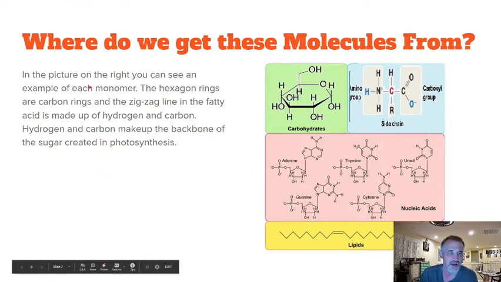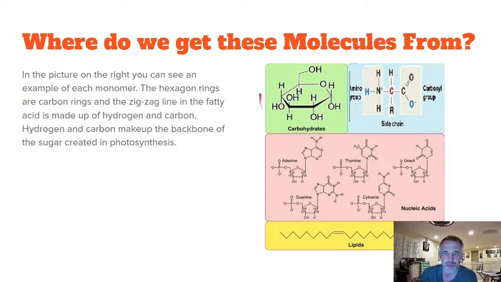In the picture on the right, you can see examples of each monomer. So here's a glucose molecule. That's a monosaccharide. That's one of the carbohydrate monomers. And then off here, you see what's called an amino acid. This is the building block of a protein. So you have the amino group right here, and then you have a carboxyl group, which is the acid portion, central carbon, and then a hydrogen. And then this R is a variable side chain.